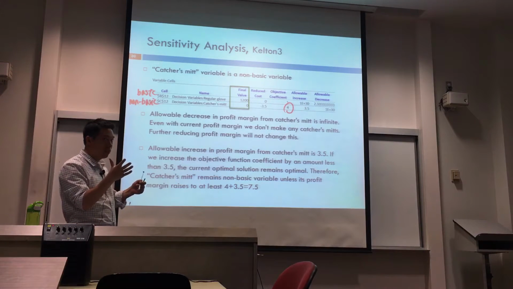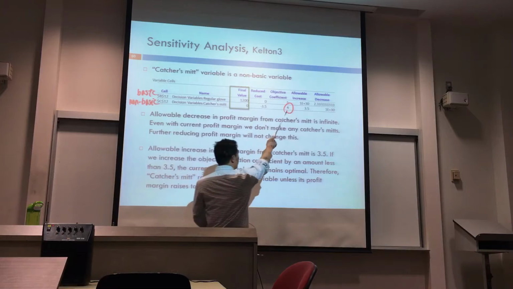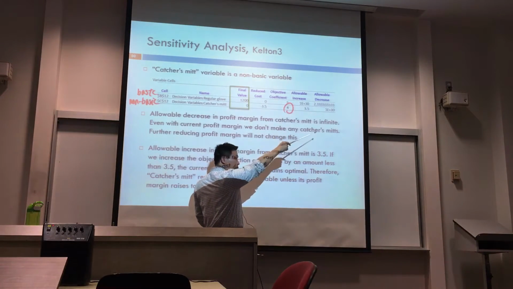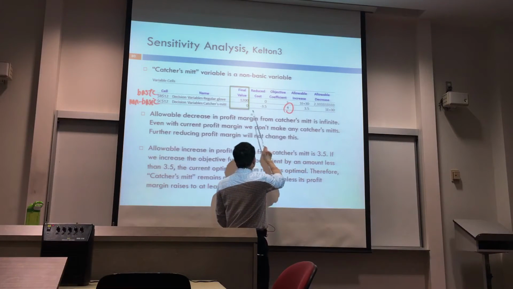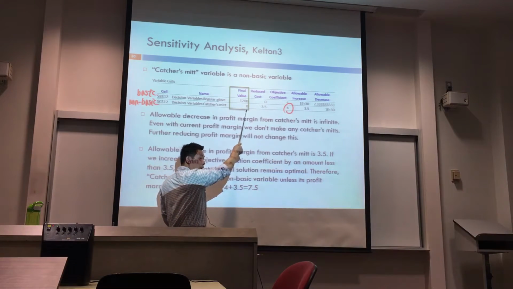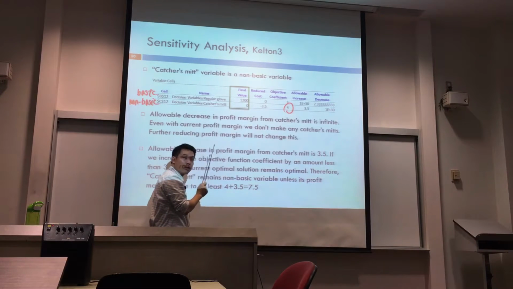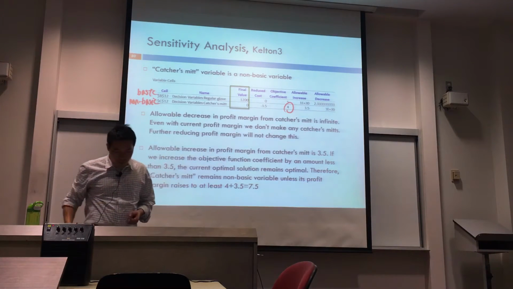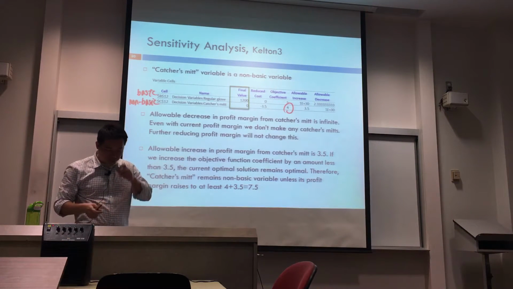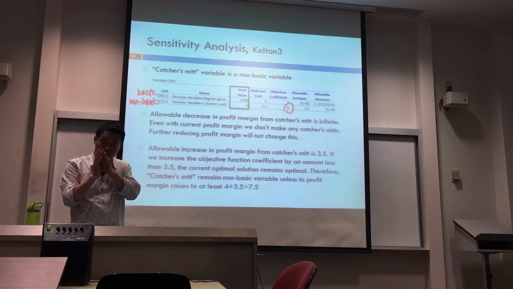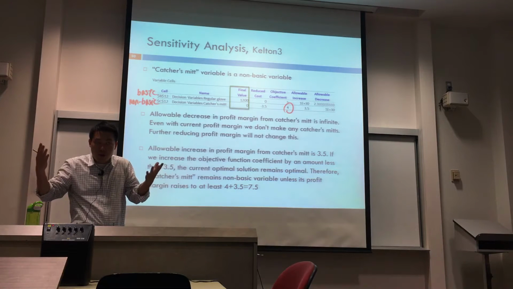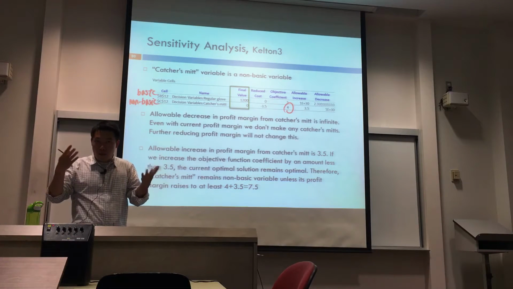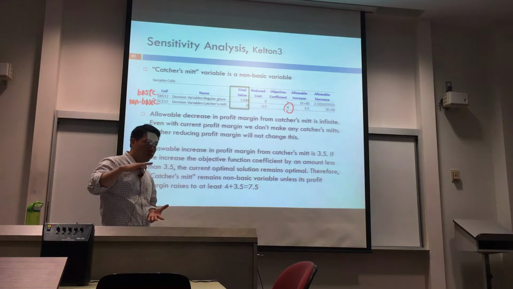In other words, if the profit margin is increased by 3.5 or more, then this number will become non-zero. Does it make sense? For a non-basic variable, the range of optimality is the range where the optimum value stays at 0.